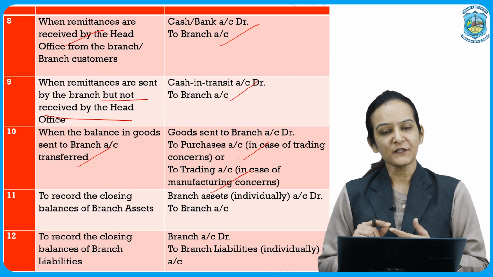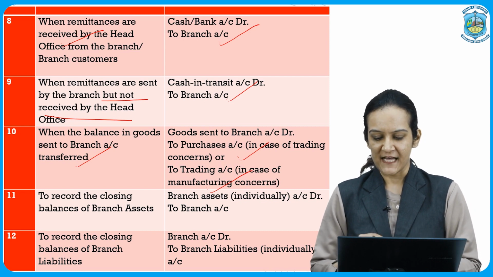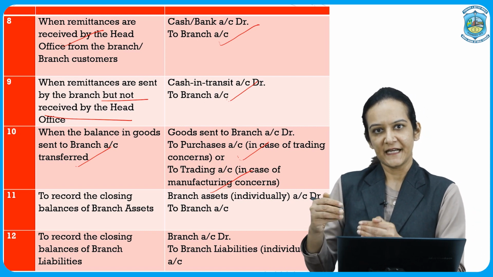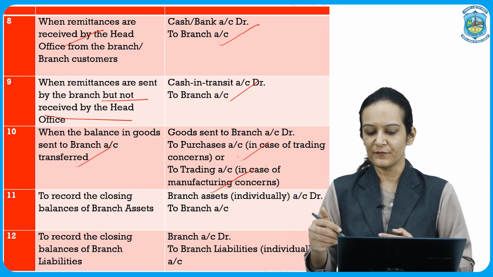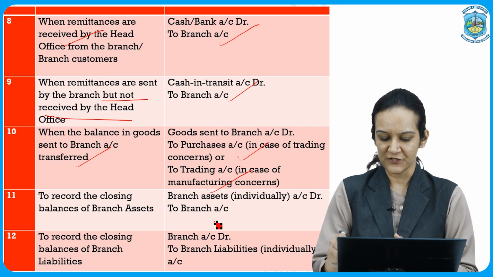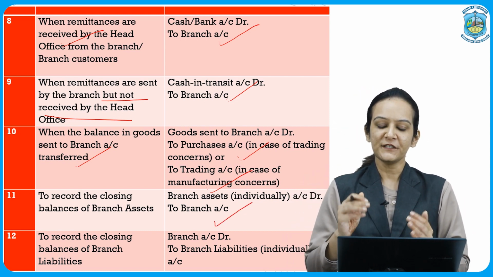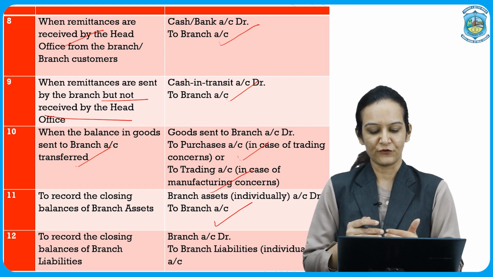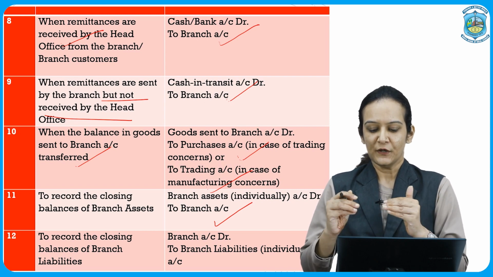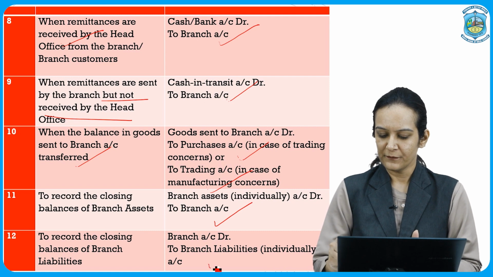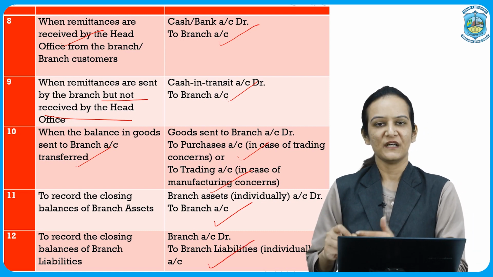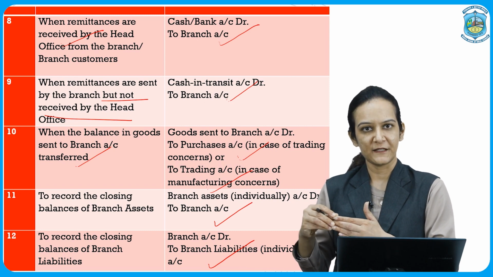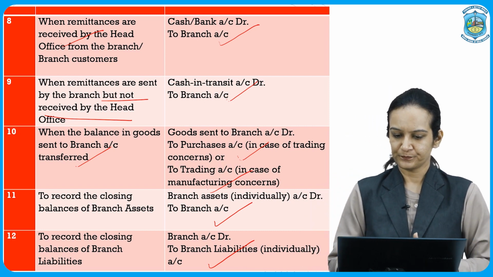And then to record the closing balances of the branch assets, the opposite entry is being passed, that is branch assets, individually we have to debit the figures, branch assets account debit to branch account. And then finally, to record the closing balances of all the branch liabilities, we pass the opposite entry of the opening balance, like branch account debit to the branch liabilities account. Again we write down all the individual liabilities of a particular branch.